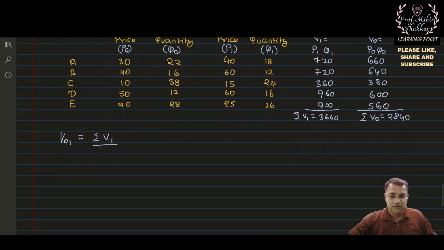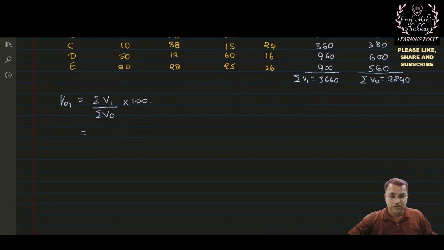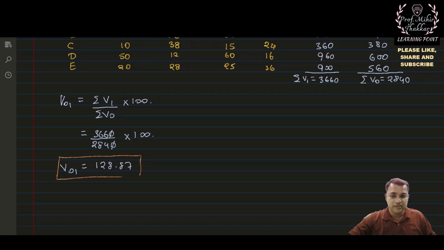So great guys, the formula that I have is V01 equals summation V1 upon summation V0 into 100, which is equal to 3660 divided by 2840 multiplied by 100, and on cancelling and solving the remaining elements, we get the answer as 128.87. So interpretation over here also remains the same guys. The value of the commodity has increased by 28.87% over the base period.